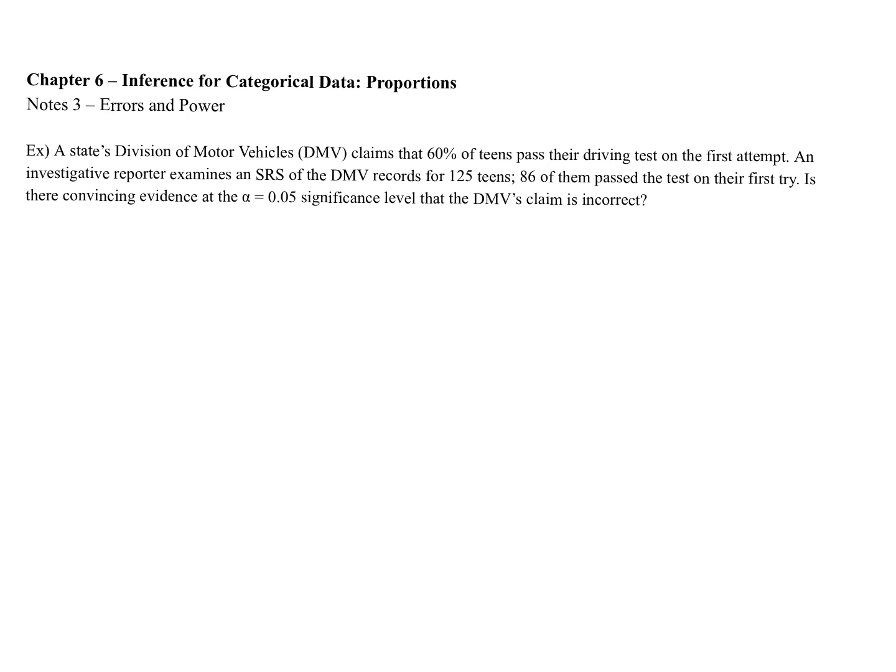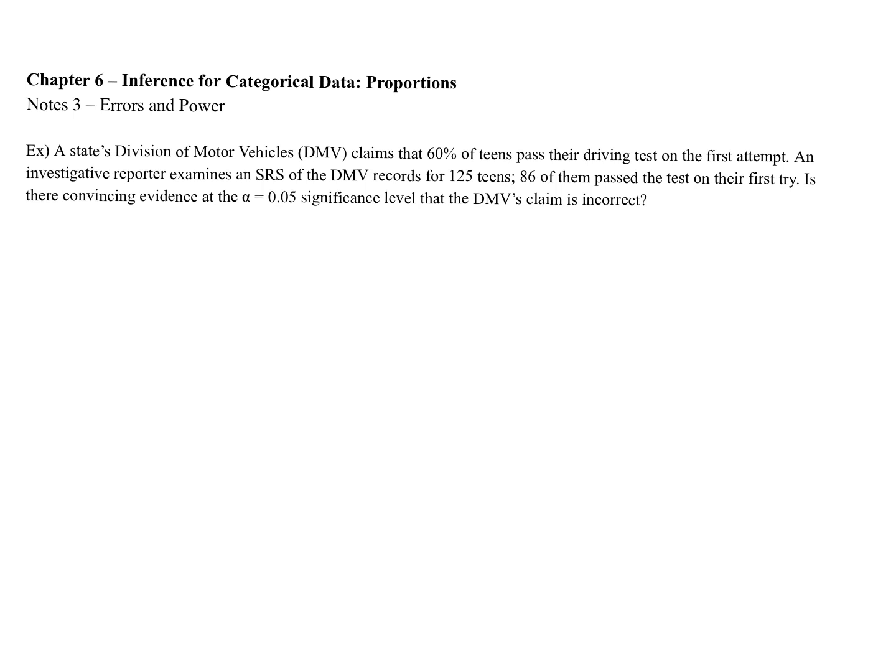In section 3, we are going to take a look at something called errors and then power. So what this section is answering is, how do we know we've chosen the correct significance level and that we have made the correct conclusion to either reject or fail to reject our null hypothesis? So we're going to start by looking at an example.